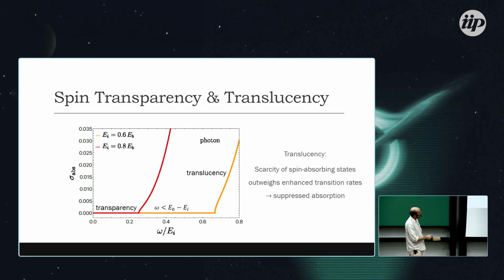Then you also have the translucency. I'm not plotting here the results for the semiclassical absorption because it's several orders of magnitude larger. Okay, so the black hole is not fully transparent, but still it's translucent. It absorbs very little.